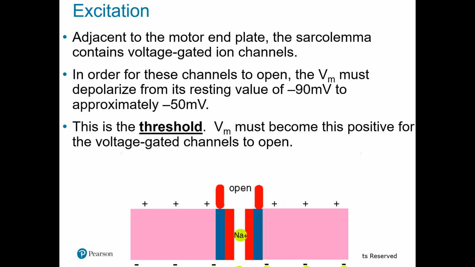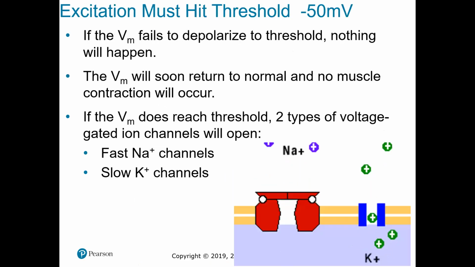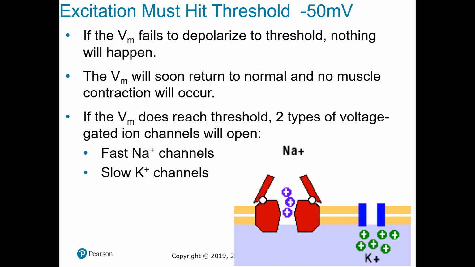If the motor end plate hits minus 50 millivolts, the threshold level, it will open up voltage gates on either side of the motor end plate. And that's what we're trying to see happen here. So we've got to hit threshold. If we hit threshold, the voltage gates on either side of the motor end plate will open up, and an even greater amount of sodium will come in. All we've done so far with the motor end plate is cause a localized depolarization event. We've changed the charge at the motor end plate, but if we don't hit threshold, nothing else will happen. We don't have an action potential forming.